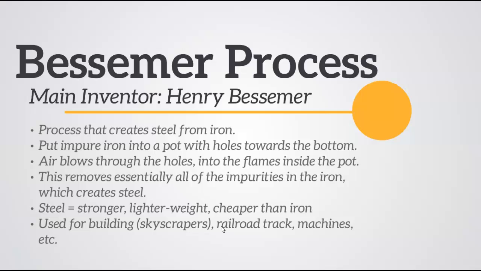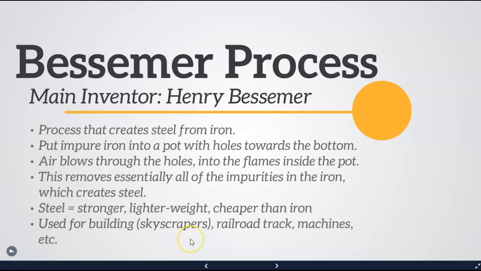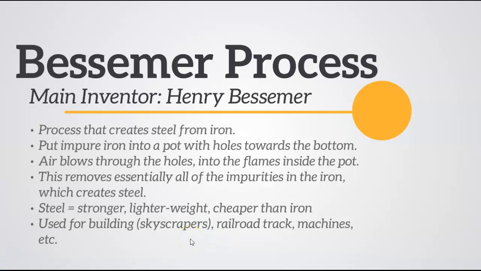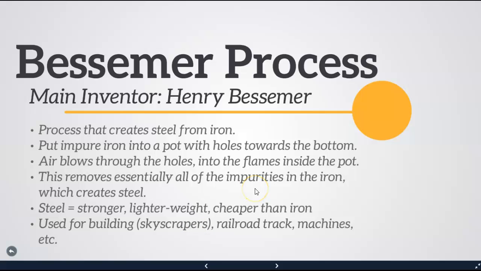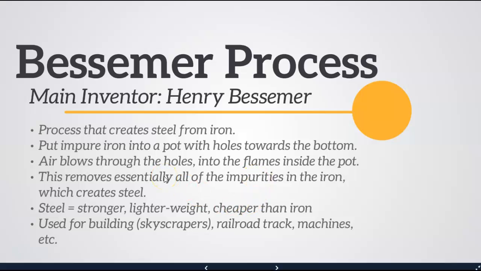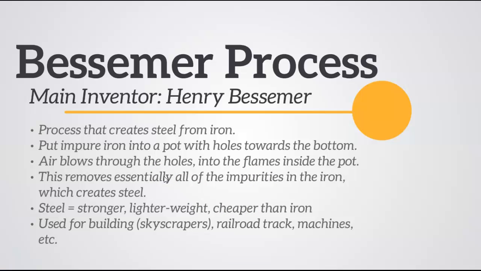And you're going to put it in this huge pot. There's going to be holes at the bottom of this pot where air is going to be blown through. And you're going to heat this iron up until it melts. And what the air does is helps purify any impurities in the pig iron. And by making the iron pure, you have now created steel. Steel is a big deal because it is stronger than iron.